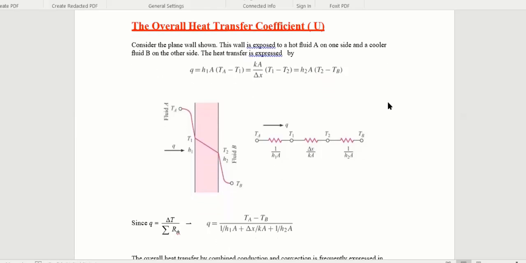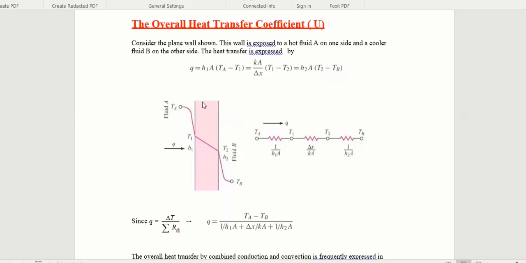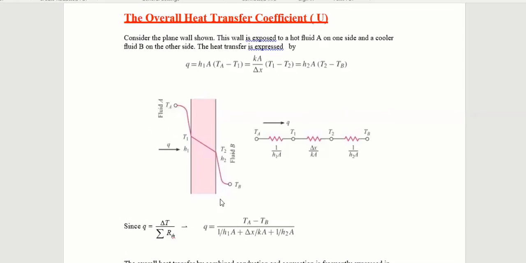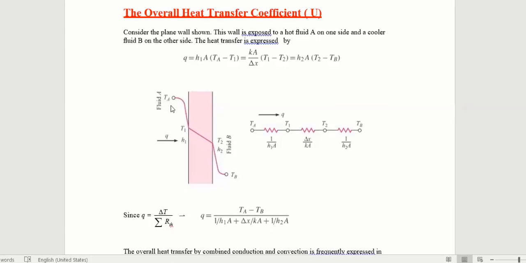Before going to the definition of it, first focus on this diagram. What is this diagram? The diagram is nothing but a plain wall, which has a fluid A on one side and a fluid B on the other side. Now the heat is flowing from fluid A to fluid B. So obviously the temperature of fluid A is on the higher side, and the temperature of fluid B is on the lower side. That means you can say that TA is greater than TB.